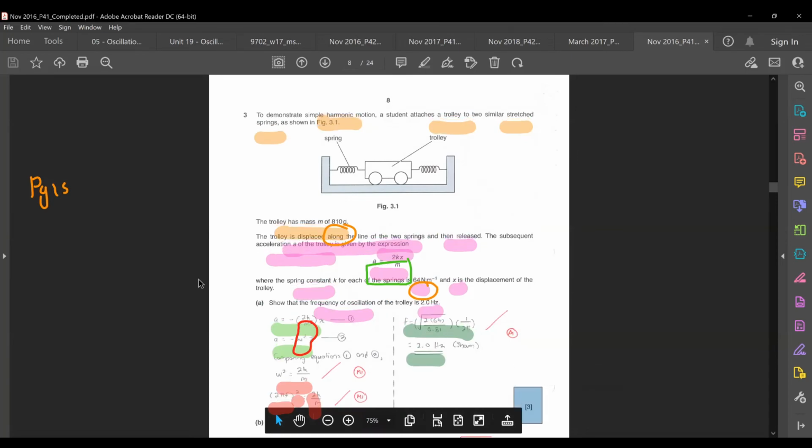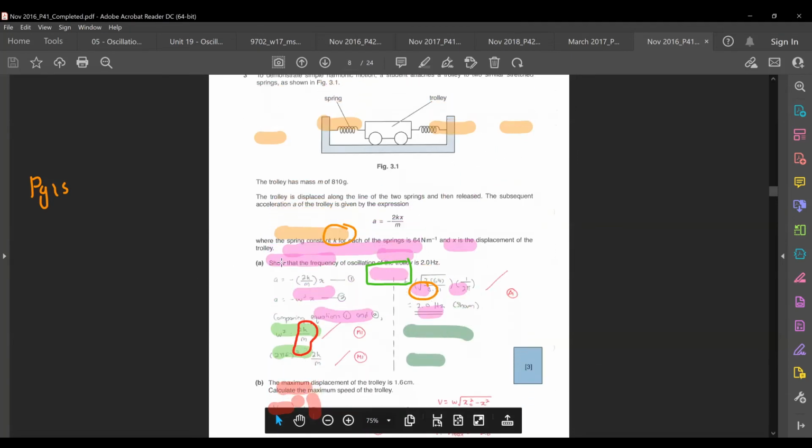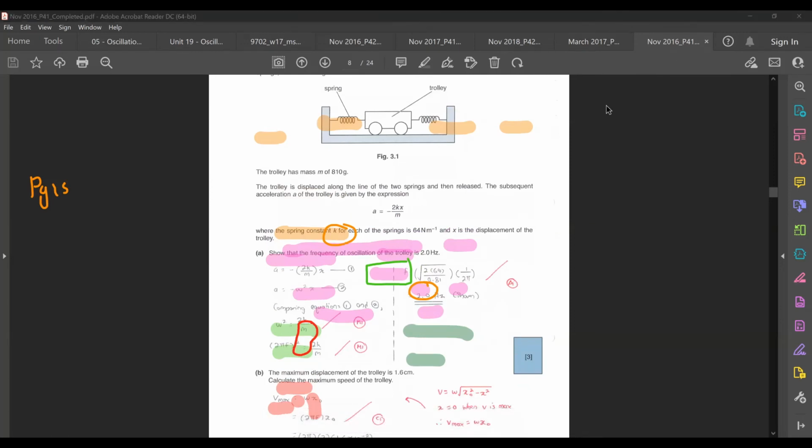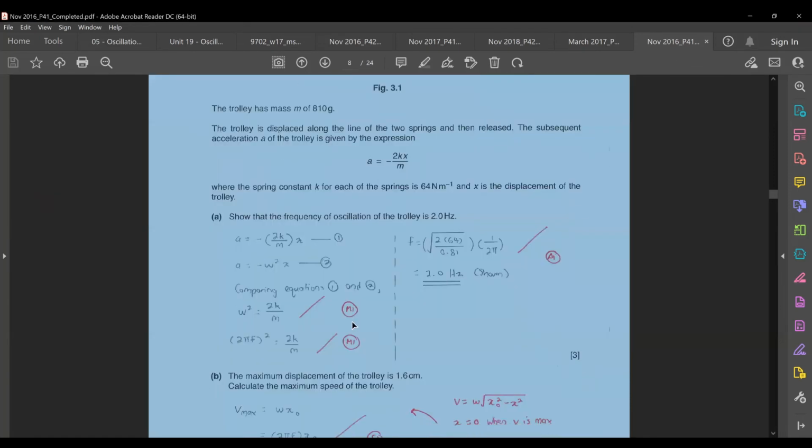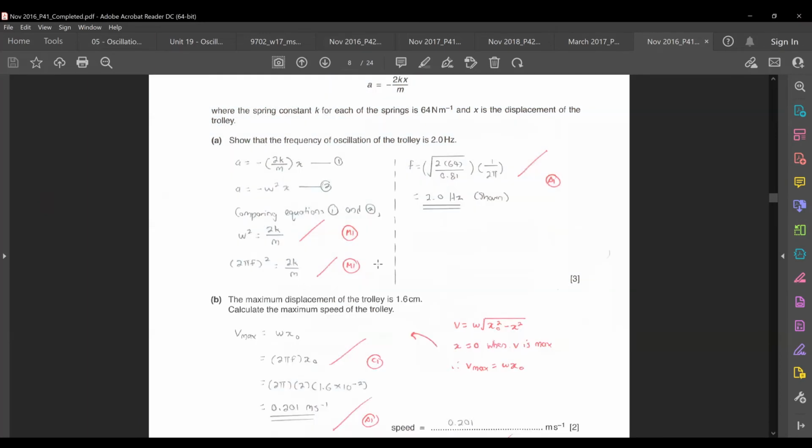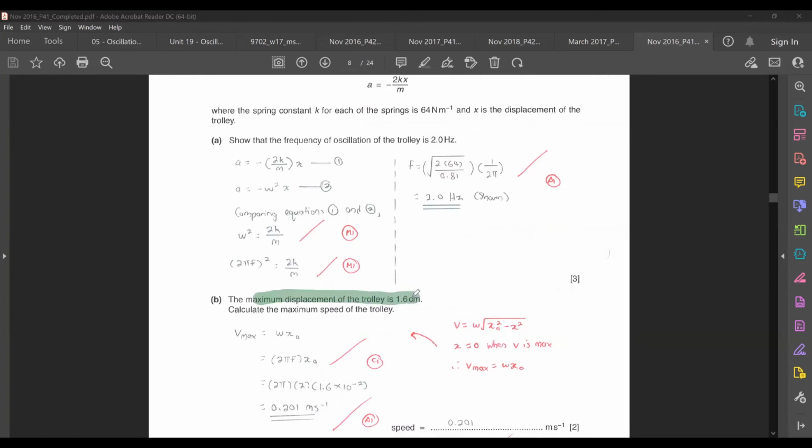Then if you look at part B, they now mention to you that the maximum displacement of the trolley is 1.6 centimeter. Calculate the maximum speed of the trolley. So from doing all those questions so far, you should know that Vmax is omega x naught. Okay, you do not know omega straight away, but you can say that omega is 2 pi f. You can make use of what you found here.